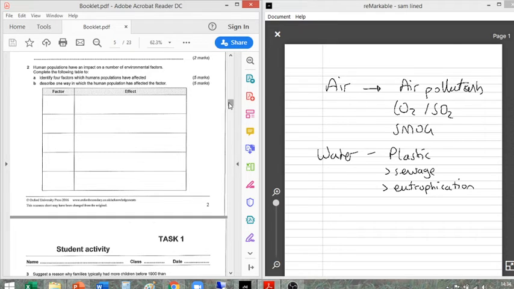Another factor you could have gone for was land. Think like industrial waste, so like landfills, dumps. Industrial waste can be toxic, and that's polluting the soil. Sewage as well, obviously it doesn't have to go into rivers, it could also go into the soil. Maybe you also talked about deforestation.